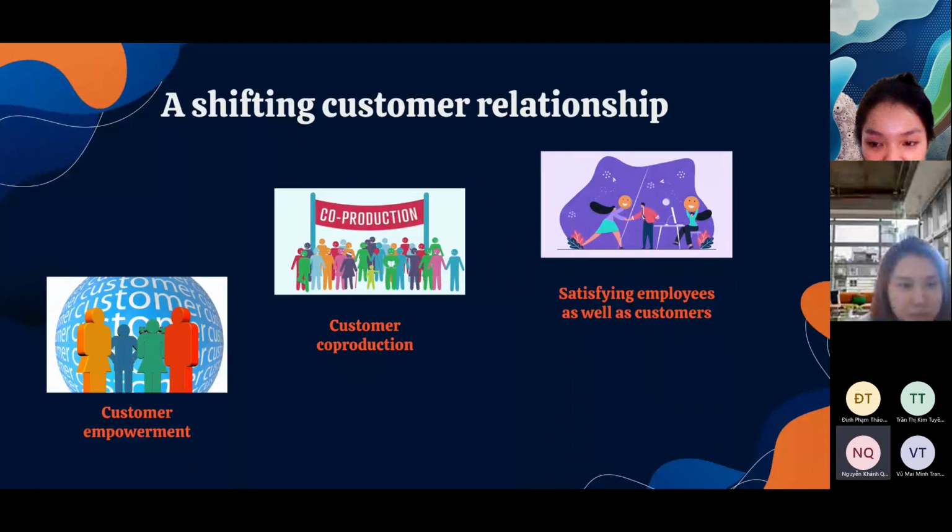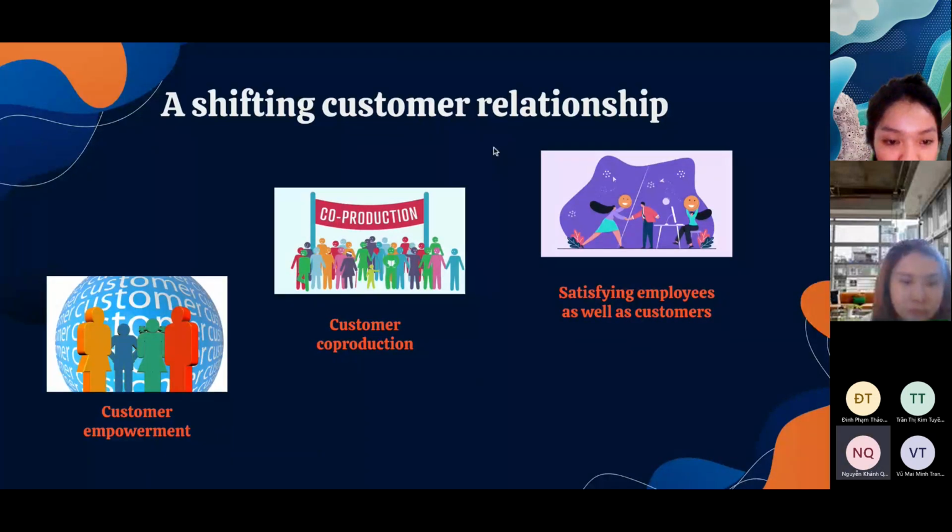And the last one is satisfying employees as well as customers. For example, excellent service companies know that positive employee attitude will strengthen customer loyalty, and instilling a strong customer orientation in employees can also increase their job satisfaction and commitment, especially if they have high customer contact.